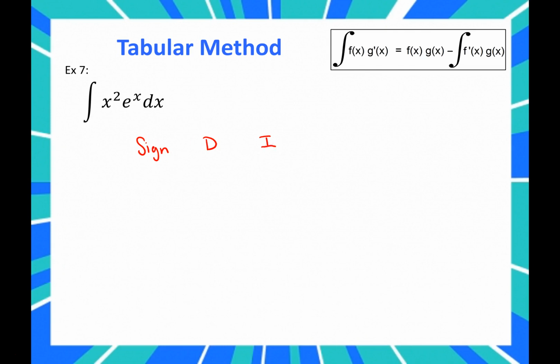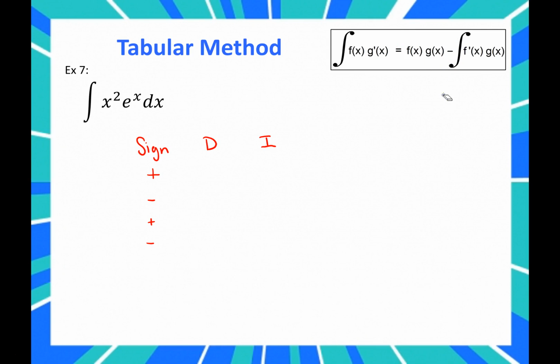For sign, notice how it goes a positive f of x times g of x and then a minus. So we're going to follow that same pattern and go plus and then minus, plus and then minus. And you may have to keep going, you may not. I'm going to just stop there for now.